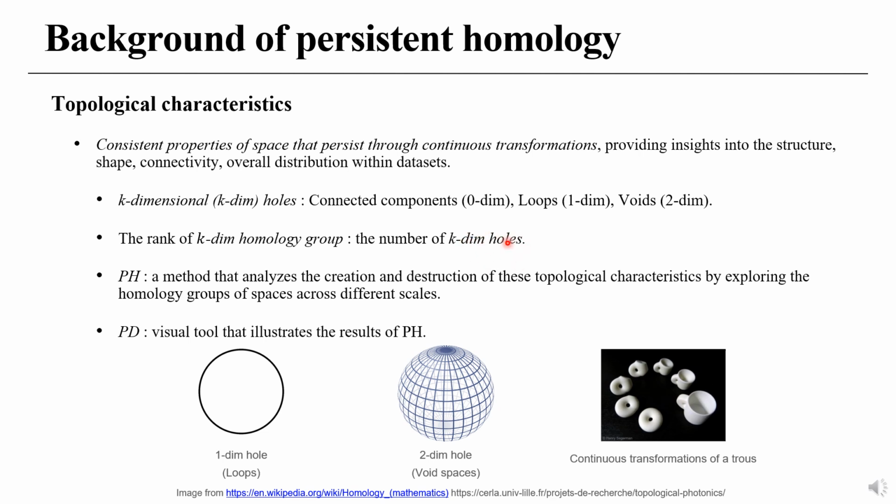One important topological characteristic is the k-dimensional hole. As shown in the figure, a hole remains invariant under continuous transformation. We can compute the number of k-dimensional holes in a topological space by calculating the rank of the k-dimensional homology group. Persistent homology computes the creation and destruction of these k-dimensional holes by exploring the spaces across different scales. The persistence diagram then visualizes the computed persistent homology.